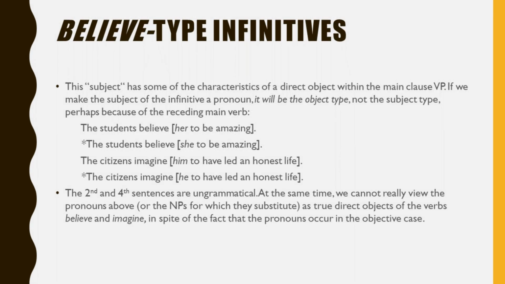This subject has some of the characteristics of a direct object within the main clause verb phrase. If we make the subject of the infinitive a pronoun, it will be of the object type, not the subject type, perhaps because of the preceding main verb, just like in the sentences below. For example, the second and the fourth sentences are ungrammatical. At the same time, we cannot really view the pronouns above or the noun phrases for which they substitute as true direct objects of the verbs believe and imagine, in spite of the fact that the pronouns occur in the objective case.